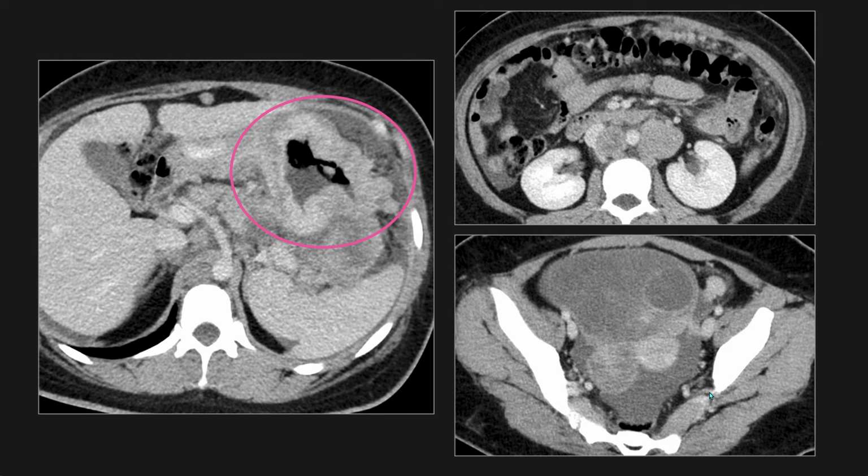And this patient had a large, lobulated, and infiltrative gastric mass with many omental nodules, and a third important finding in the pelvis: bilateral ovarian metastases, which are also known as Krukenberg tumors.